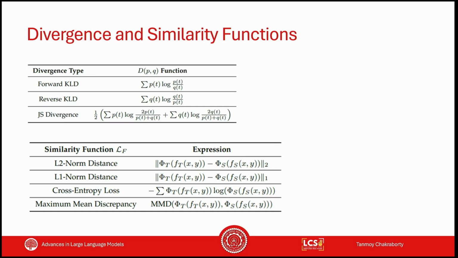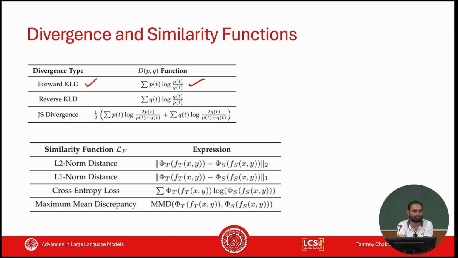Over time, people have proposed other loss functions. For example, since these are two different distributions, the teacher distribution and the student distribution, you can use KL divergence loss. So normal KL divergence loss can be used. People also said that normal KL divergence loss has certain limitations, and they proposed reverse KL divergence loss.